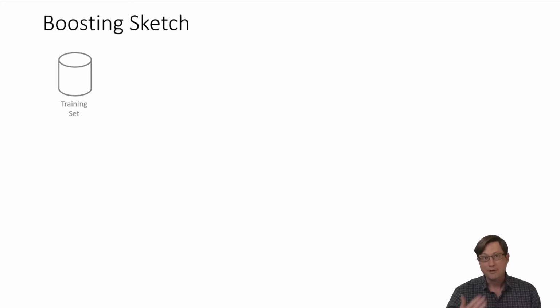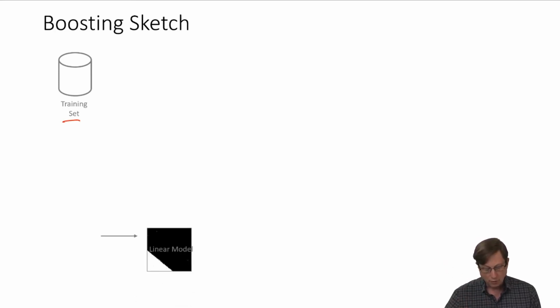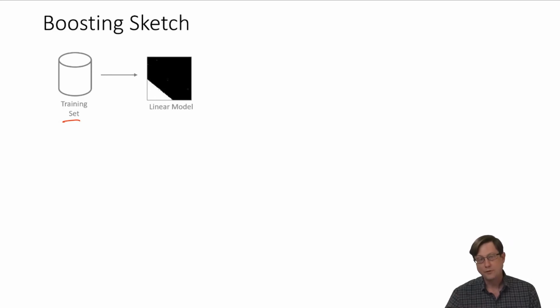But for now, the way you would think about boosting is you would start with your training set and you'd split it up into train, validation, test, all the stuff that you would normally do. And you'd learn a model on the training data. Now, in this case, we're doing a linear model. It's not a super weak model, but it does have high bias, particularly for this problem we're talking about. It's not going to learn it very well.